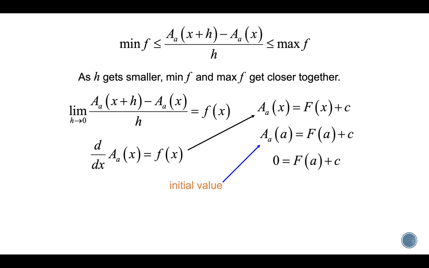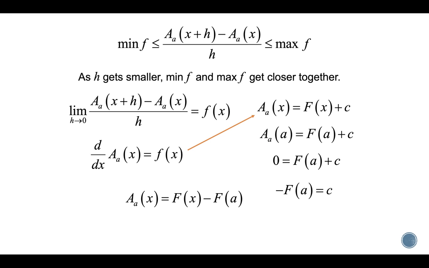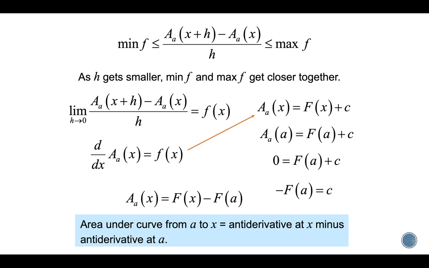So for our example, 0 equals F(a) plus c. So negative F(a) is equal to c. And so if we plug in negative F(a) for c, we get A(x) is equal to F(x) minus F(a). So the area under the curve from a to x, that's what this is, is equal to the antiderivative at x minus the antiderivative at a.